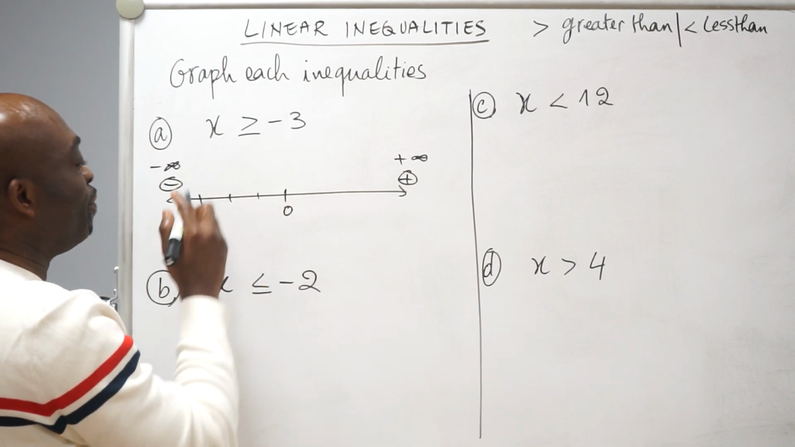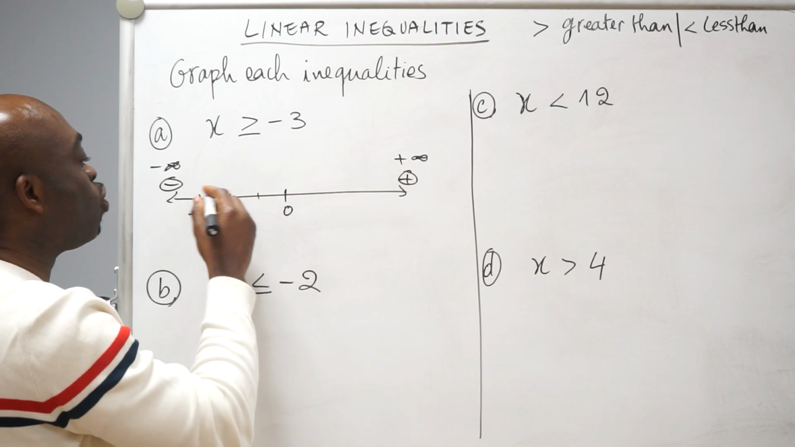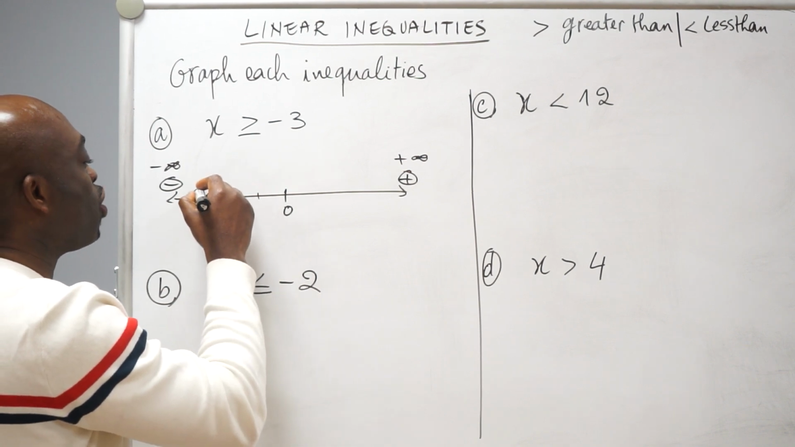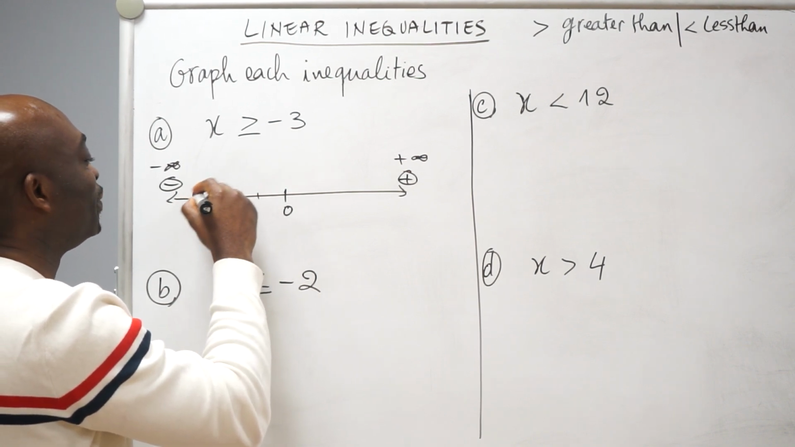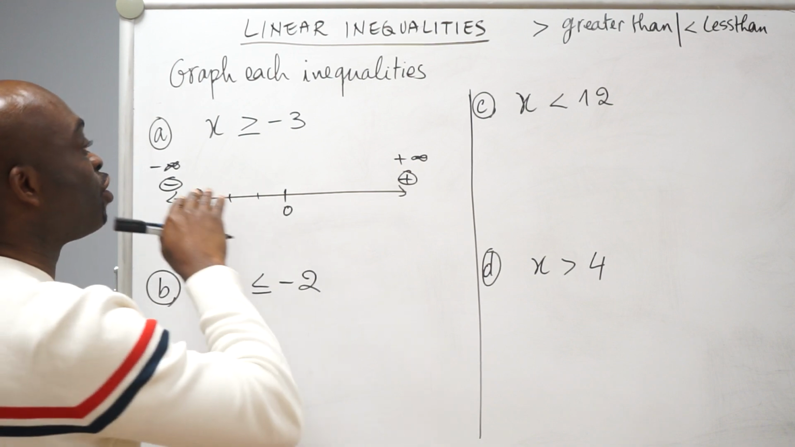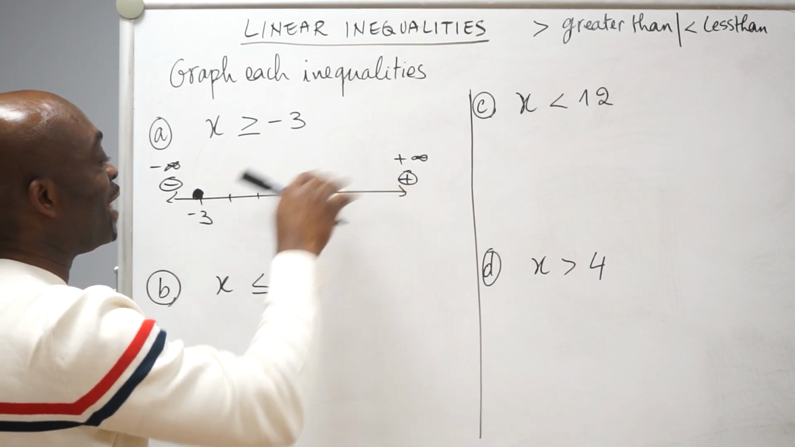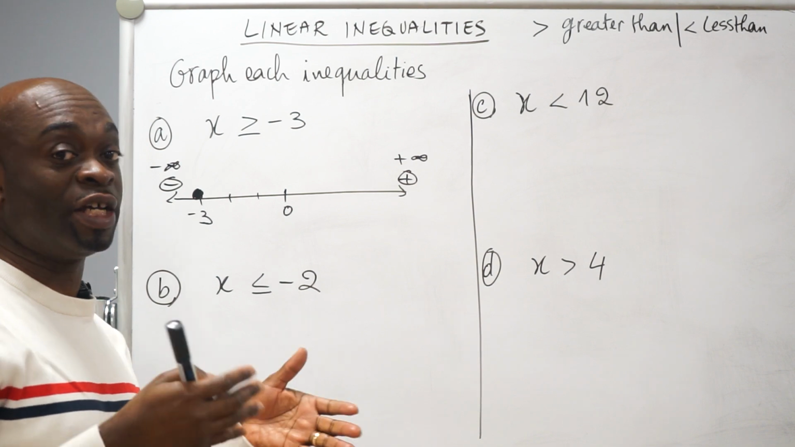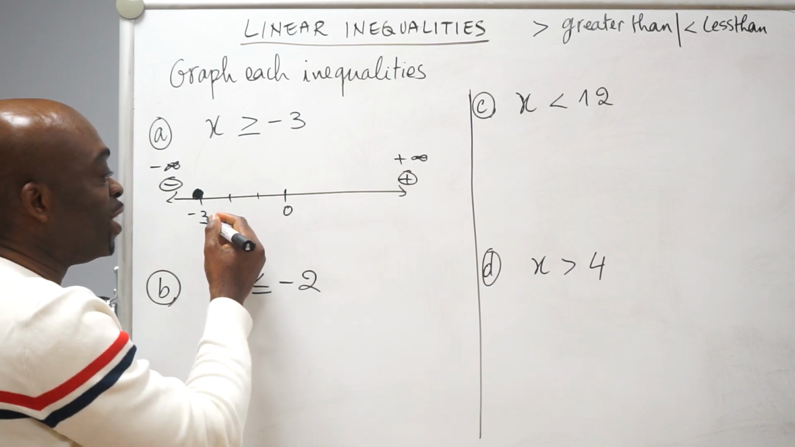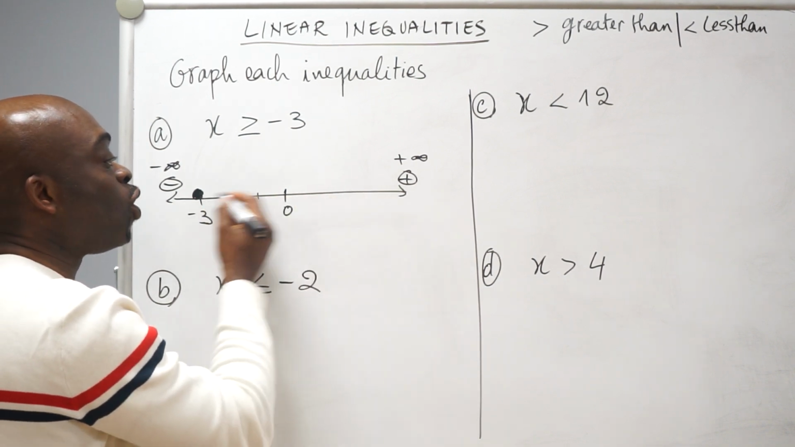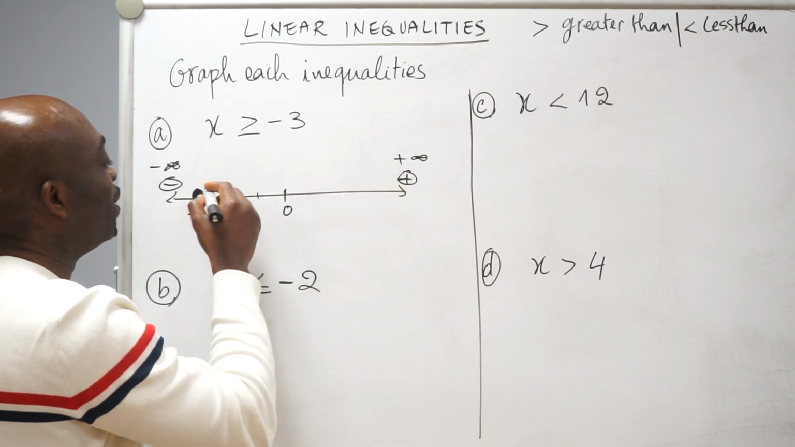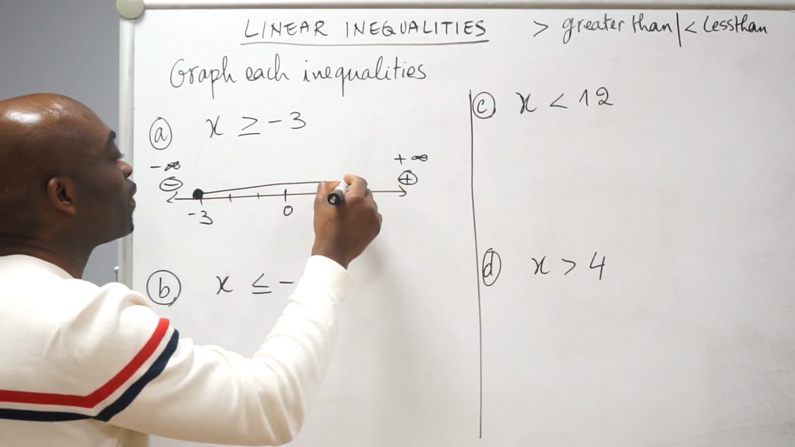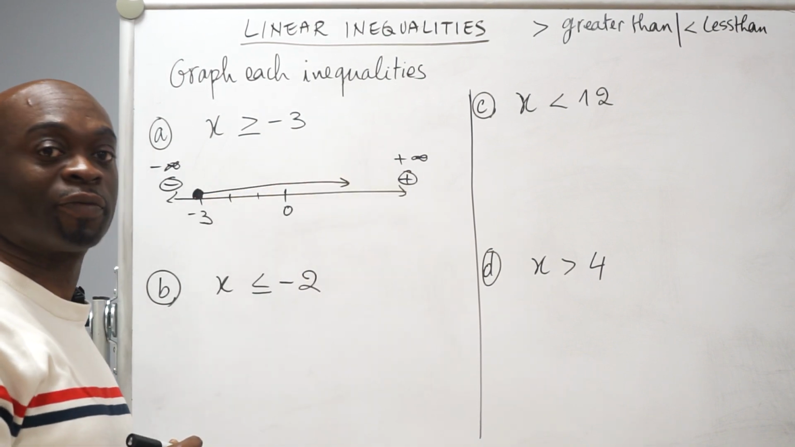That means begin with the equal sign, so we have our circle, and then we shade it in. And then it's greater than, which means any number greater than -3. That'll be -2, -1, 0 is greater than -3, 1, 2, 3. So all the way to the right side. And here we go.